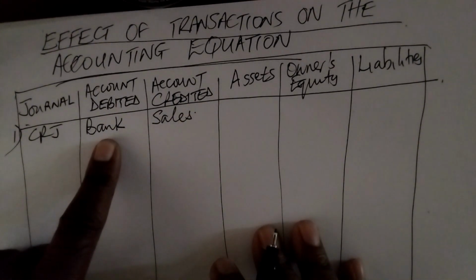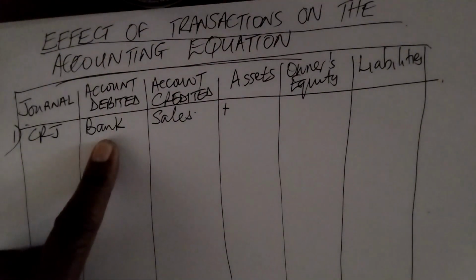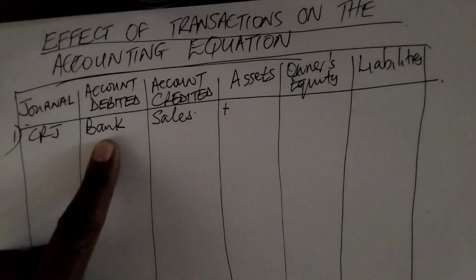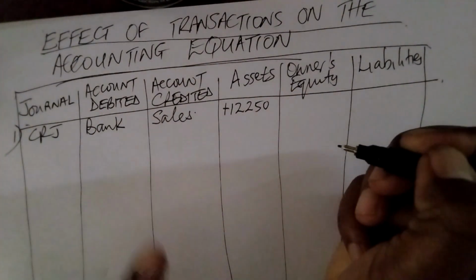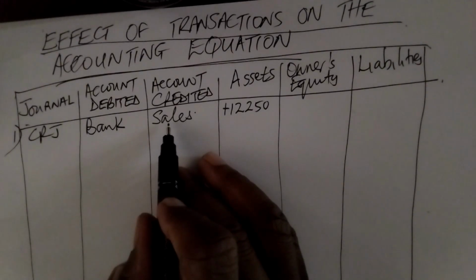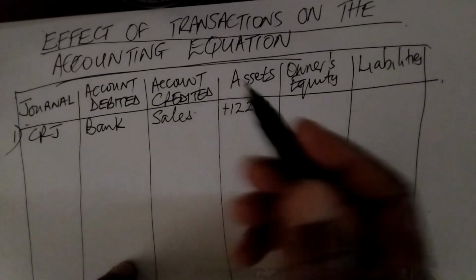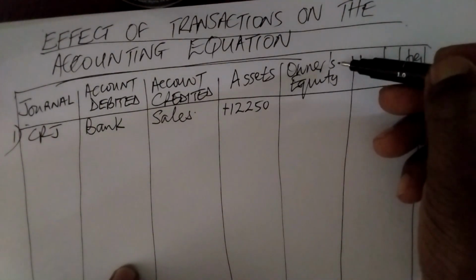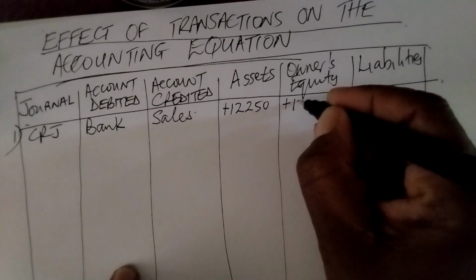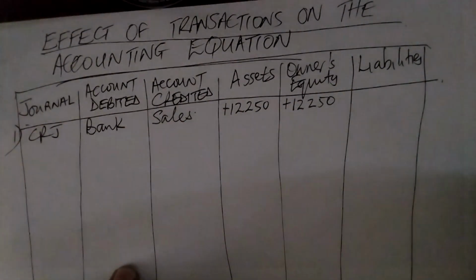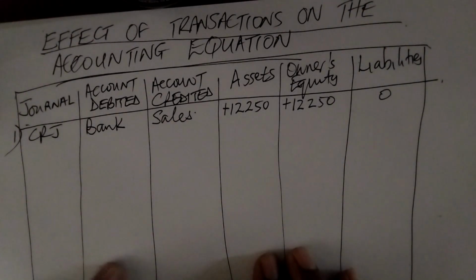Now, bank is an asset, and bank is receiving money, so there's going to be a plus 12,250. And then now sales, it's income. And when you sell, your income increases, which means, and we also know that income increases owner's equity. So there's also going to be an increase of 12,250, and nothing happens in your liability.